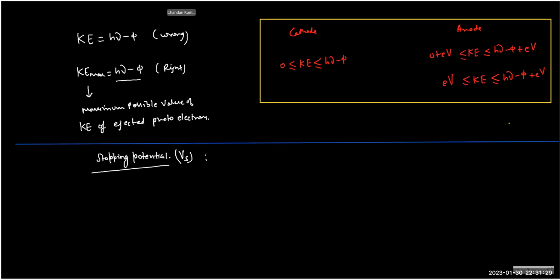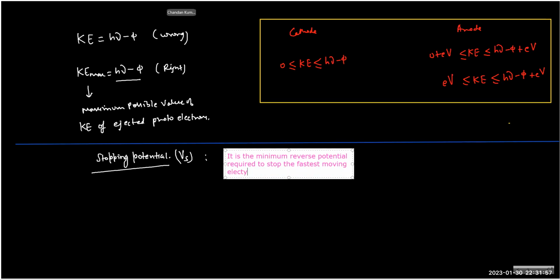So how to define this stopping potential? It is the minimum reverse potential required to stop the fastest moving electron from reaching the anode.